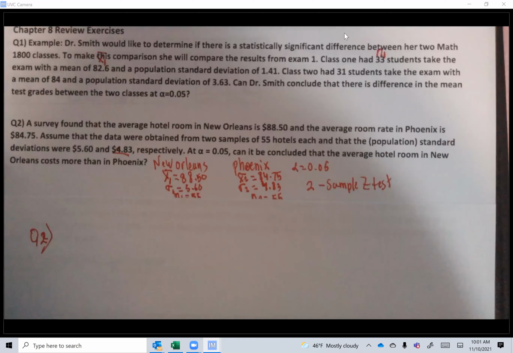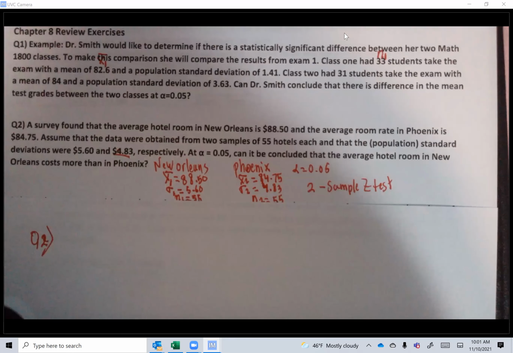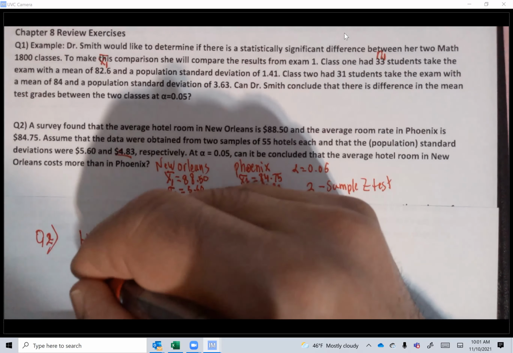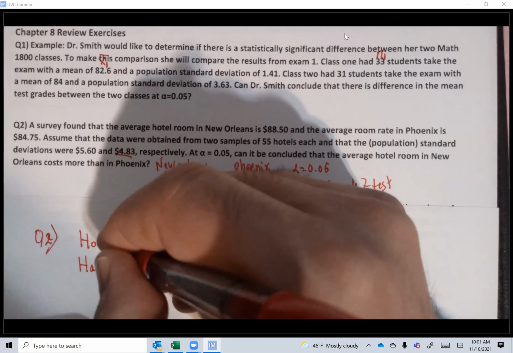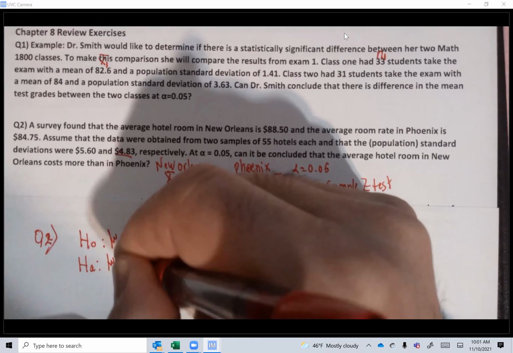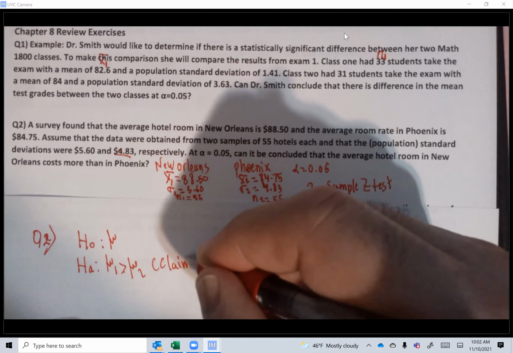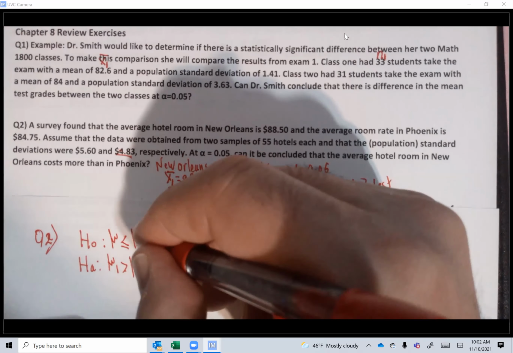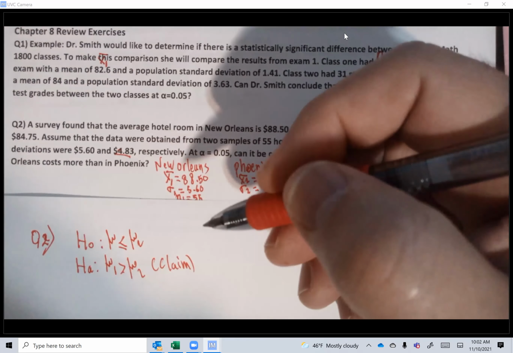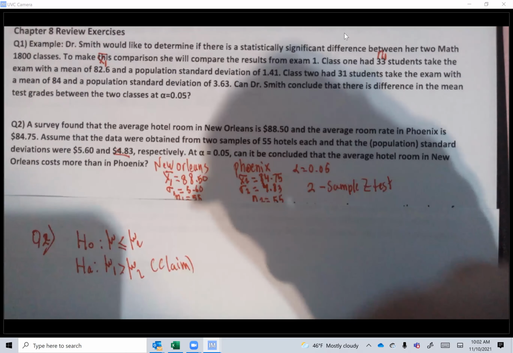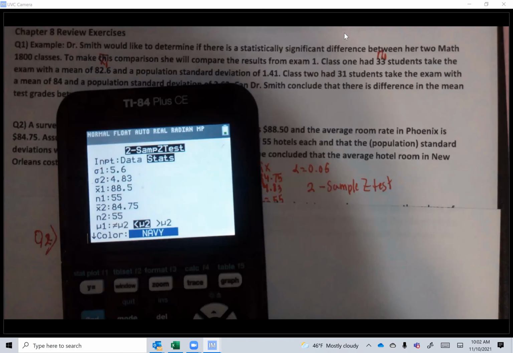mu1. Okay, he says, can it be concluded that the average hotel room in New Orleans costs more than Phoenix? So let's state the null and the alternative hypothesis. We should have done them first before we went to the calculator. More than, you guys agree with me, it's a greater than. So that's a claim. You can see it's mainly what you're seeing today: more than, less than, different from, so you should get used to that one. That's the claim. So let me just select that one.